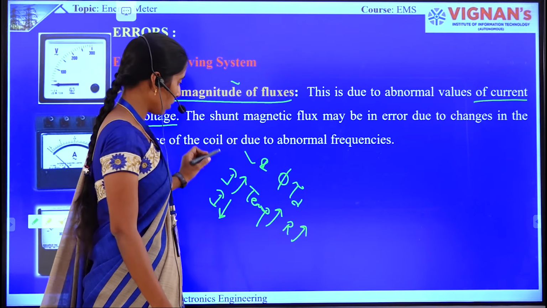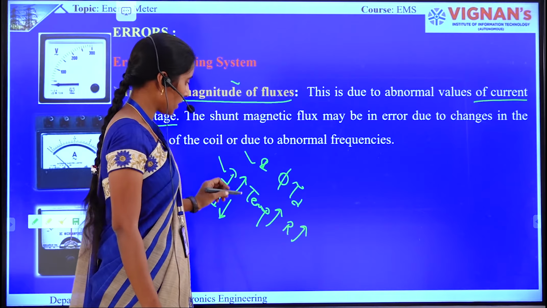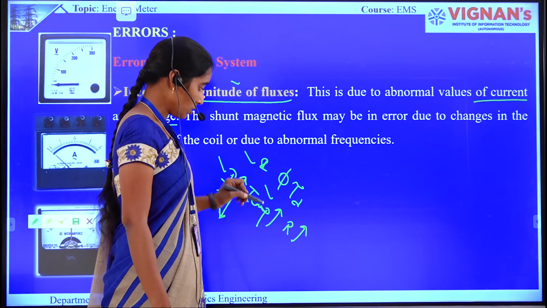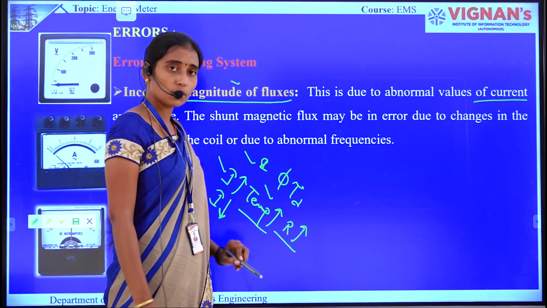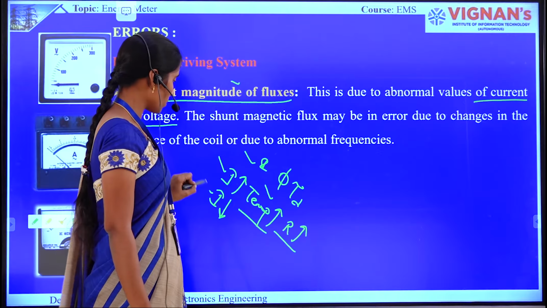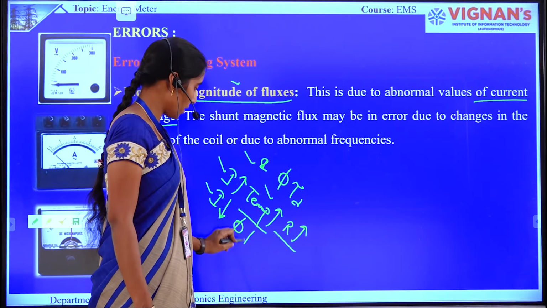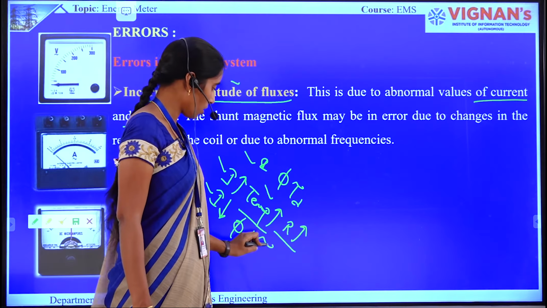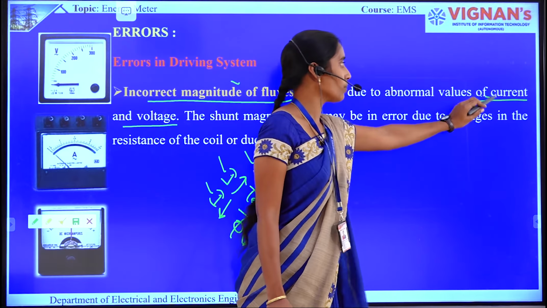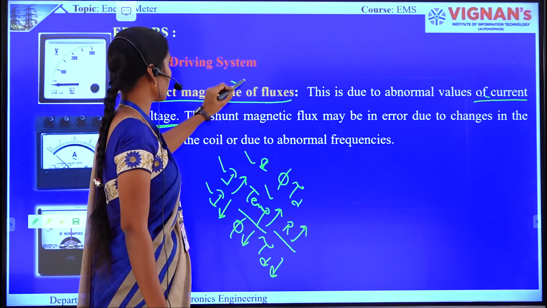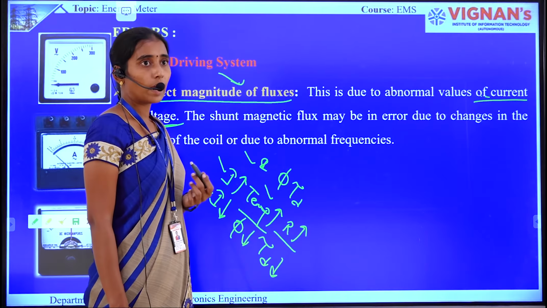Clear? Under heavy load conditions, what is happening? Your current through the coil is being increased, which in turn increases the temperature. Because copper has a positive temperature coefficient of resistance, because of the increase in temperature, the resistance of the coil gets increased, which in turn reduces the current through the coil. So if your current gets reduced, what happens? Your flux gets reduced. That means your driving torque is getting reduced. So because of these abnormal changes in current and voltages, you are getting incorrect magnitude of fluxes, which in turn is affecting your driving torque.